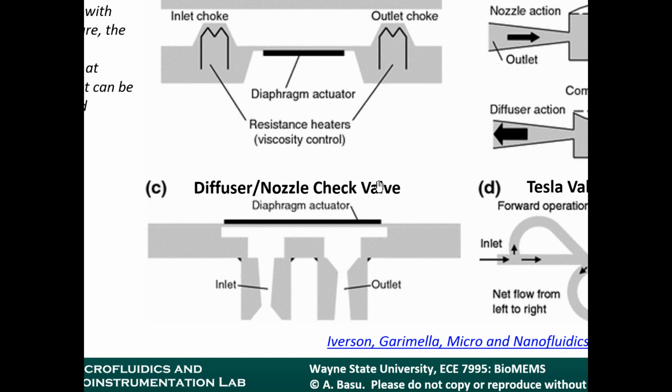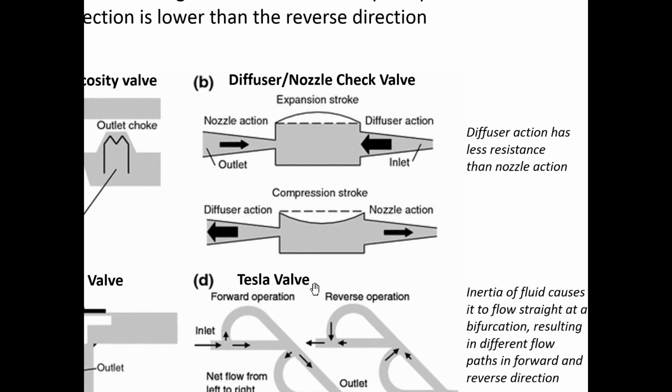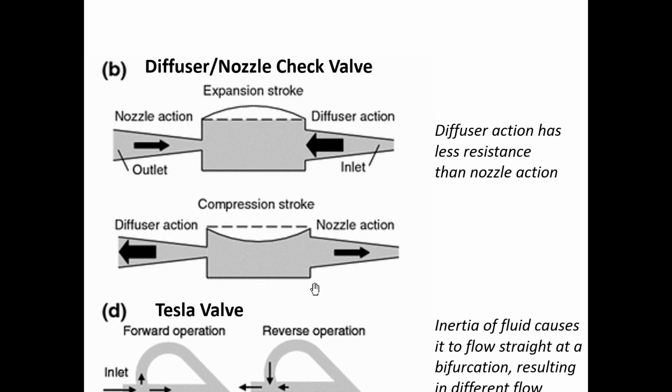This is another elegant approach where you have what's called a diffuser. A diffuser is something that has different flow resistances in the two directions, just by virtue of the shape of the channel. So this inlet here, now this design B and design C are similar. Let's look at this diagram because I think it's more clear. The diffuser action has less resistance than the nozzle action.